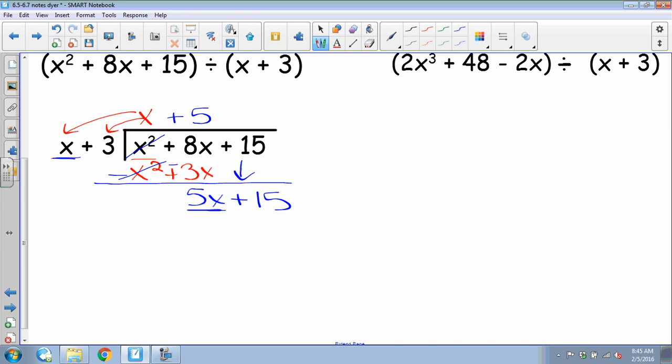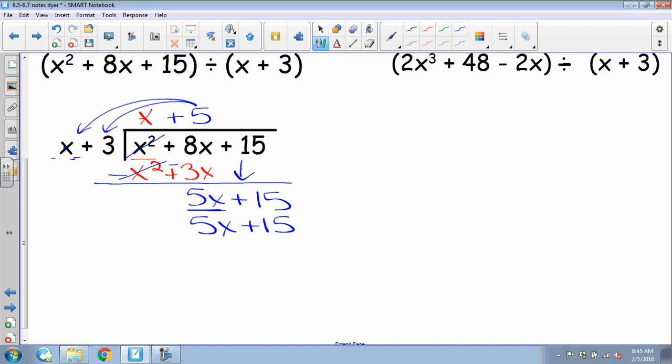Now what? Multiply. So we're done with this. Now we're going to multiply both of these by 5. So 5 times x is 5x. 5 times 3 is positive 15.